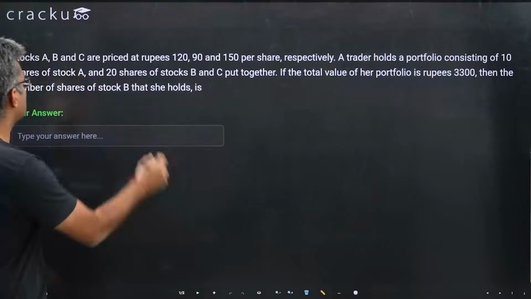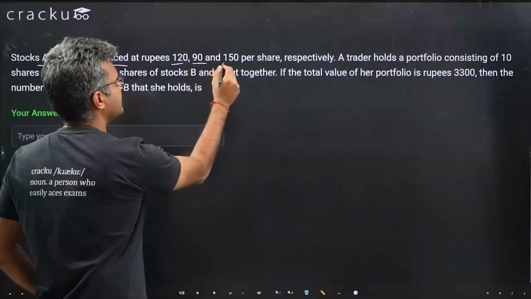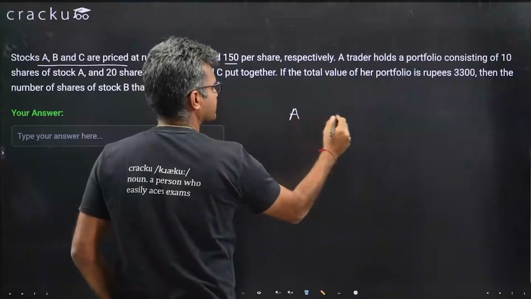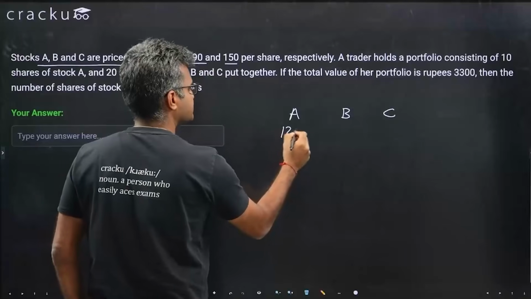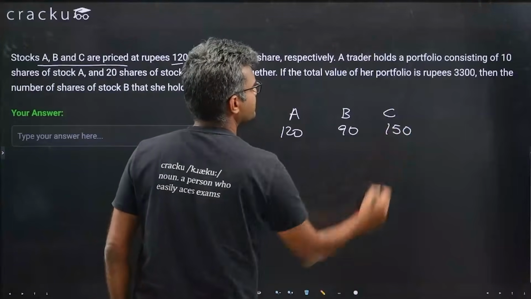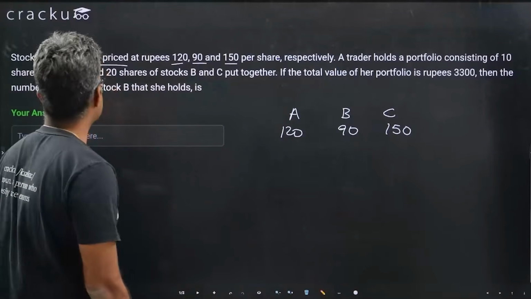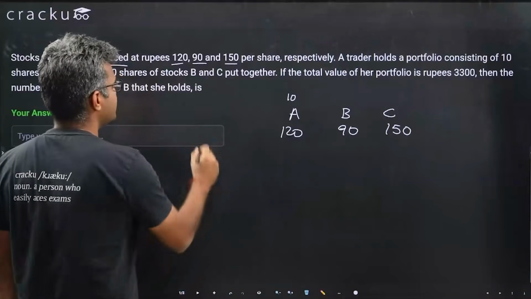In this question, we are told that there are 3 stocks A, B and C, and they are priced at 120, 90 and 150 per share. So we have A, we have B and we have C. A is priced at 120 per share, B is priced at 90 per share and C is priced at 150 per share.